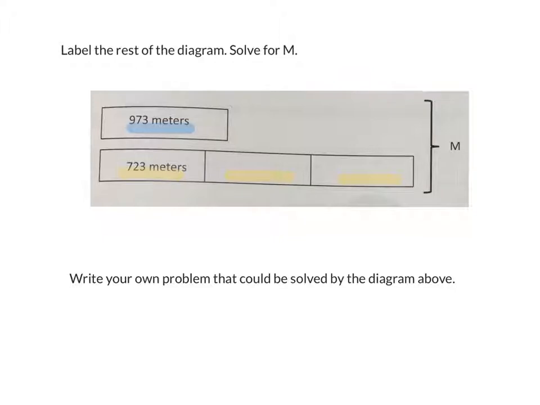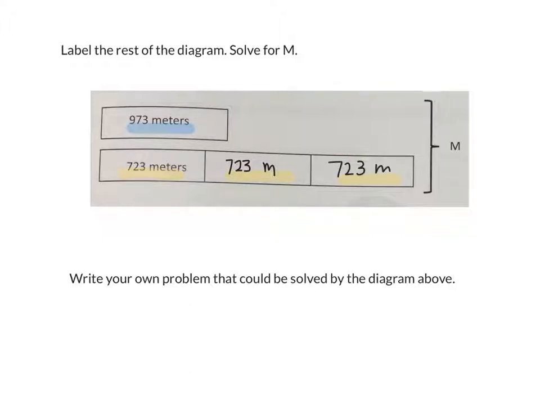Yeah. So what goes in each yellow section? Is it the same size as something else? What is it the same size as? Sparsh? 723. Yeah, so if this first section right here was 723 meters, wouldn't this also be 723 meters? What would this be? Oh, yeah.